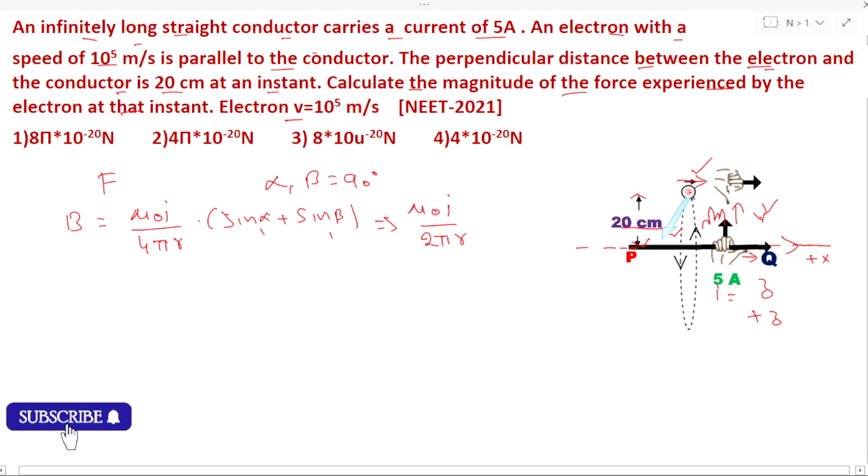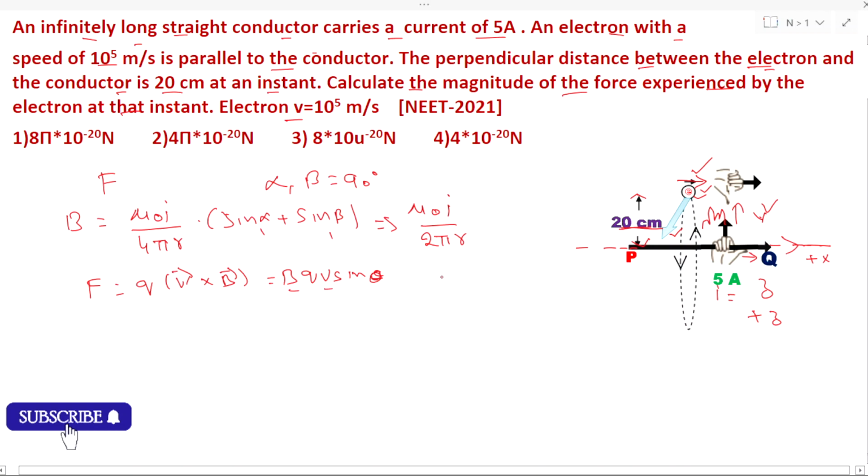Now what is happening? The electron is entering this magnetic field, and at this instant the electron is at a distance of 20 centimeters from the wire. Since the electron is moving in a magnetic field, it will be subjected to a force. The formula for that force is F is equal to q into v bar cross B bar, that is equal to BqV sin theta, where B is the magnetic field at this point, q is the charge of the charged particle, V is the velocity with which the electron is entering the magnetic field, and theta is the angle between B bar and v bar.